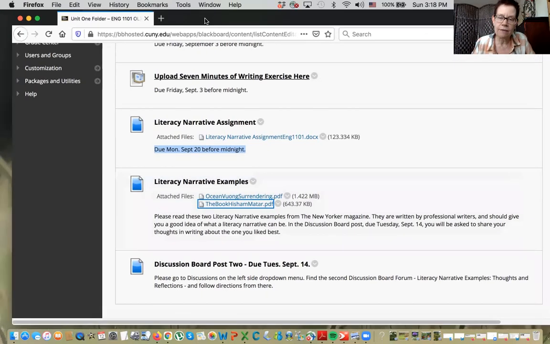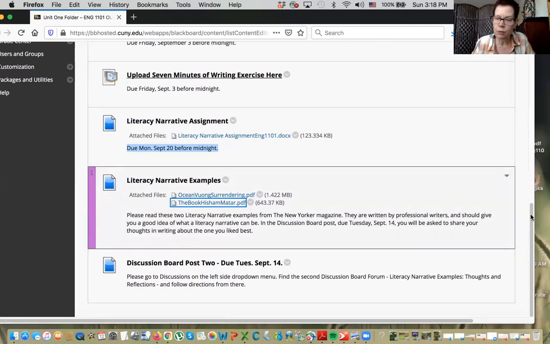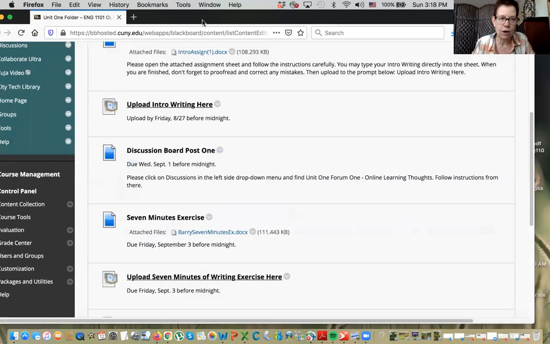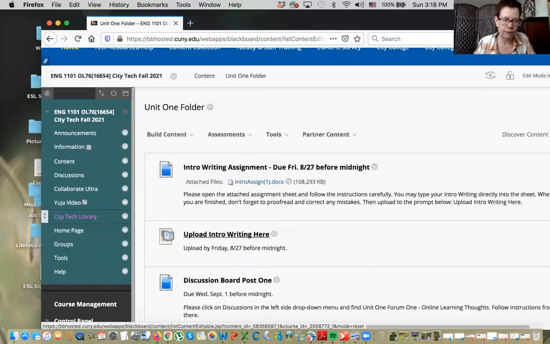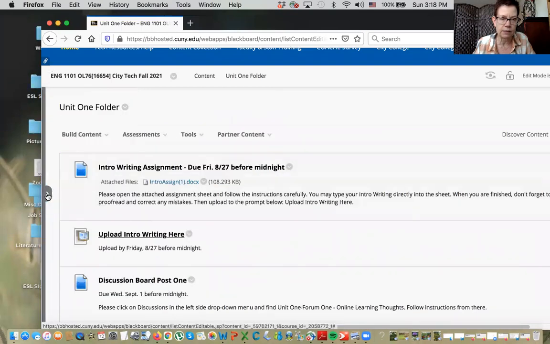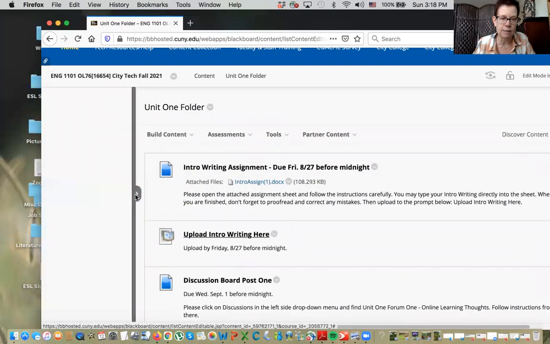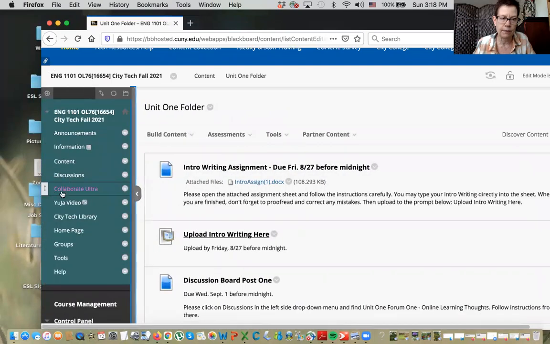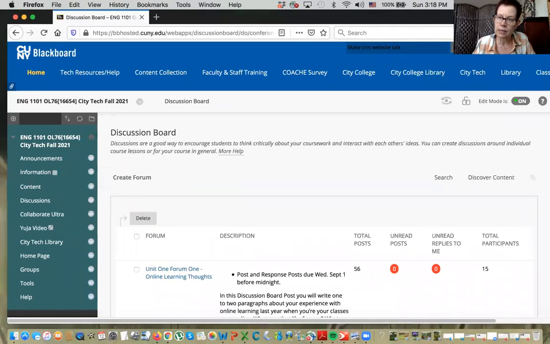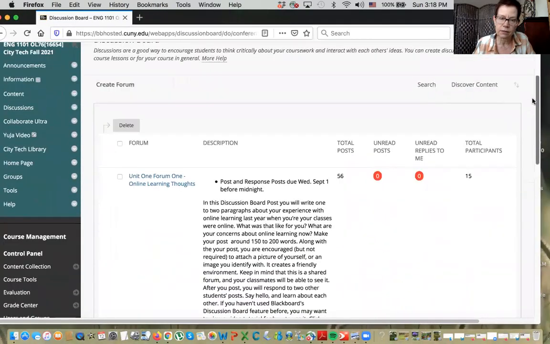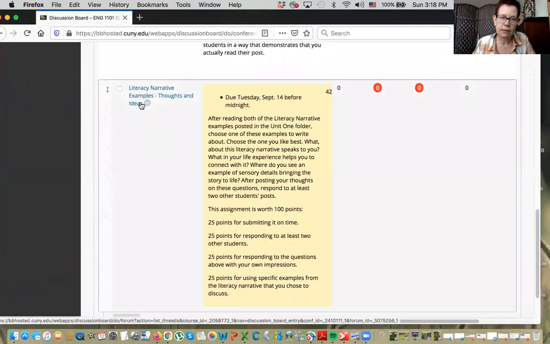Now, after you've read both of them, choose the one that you like best, and then you're going to go to the discussion board forum, and the discussion board forum is under here. Remember that if you don't see this sidebar, it means that this little tab has closed. Keep it open. Go to discussions, and you will see under discussions, literacy narrative examples, thoughts, and ideas. Follow the instructions here.